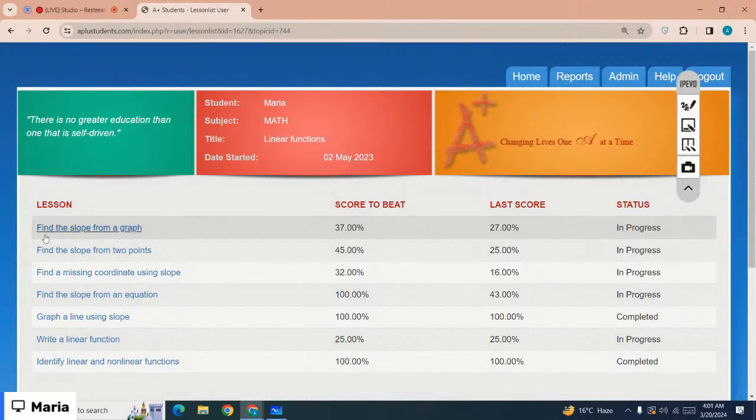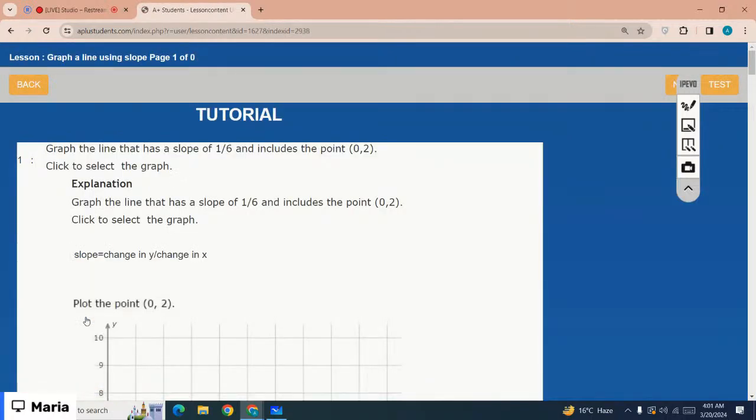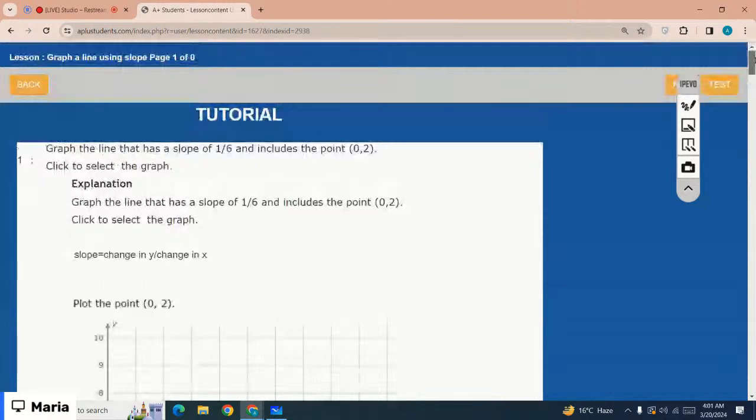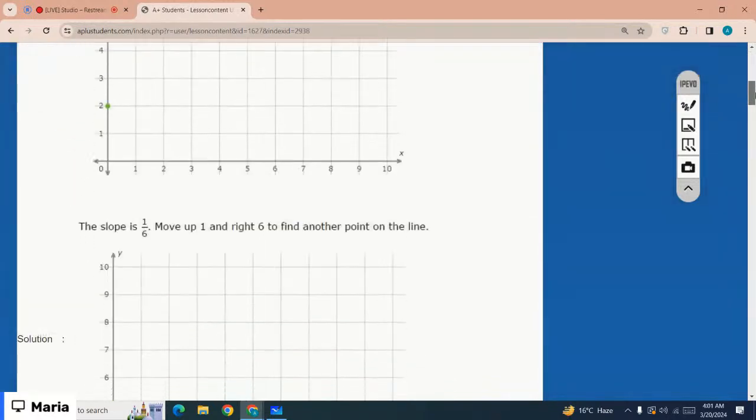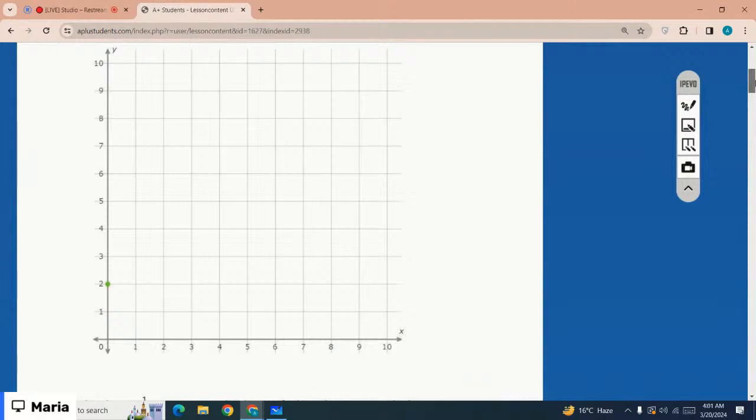Okay, the next one is graph a line using slope. So basically when we are given the slope, we have to see how we plot the graph, right? So start with the first example. Graph the line that has the slope 1 over 6 and includes the point 0, 2, right? First, you have to understand the slope. The point is 0, 2 and the slope is 1 over 6, right?